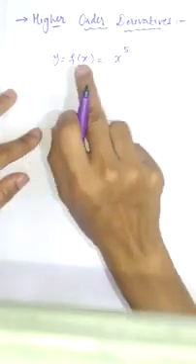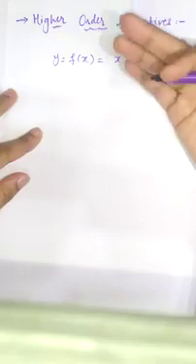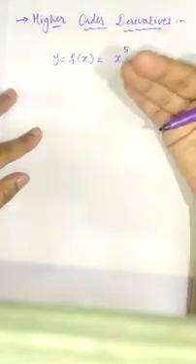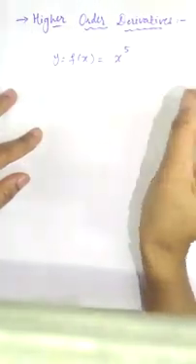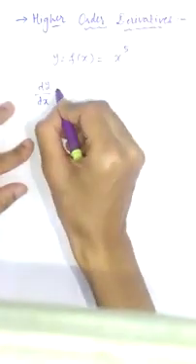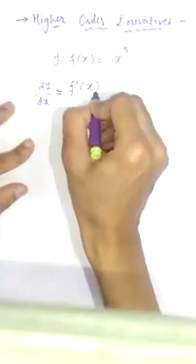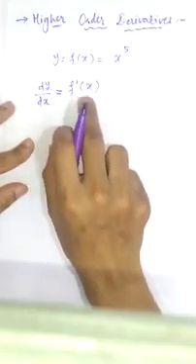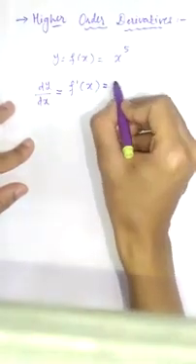Now if this function is differentiable with respect to x, when we say the function is differentiable, it means its derivative exists. So if y is a differentiable function of x, it means dy by dx, that is the derivative of y with respect to x, which is also represented as f dash of x. When we write f dash of x, it means derivative of f of x.